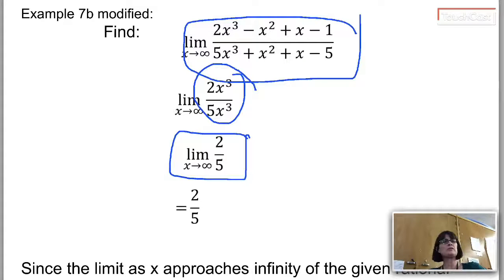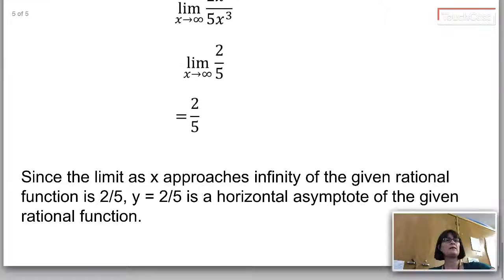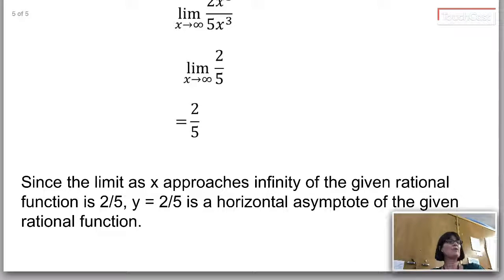So my new expression is the limit as x approaches infinity of 2/5. It's the limit of a constant, which is that same constant value. So here, since I did get a one number answer as I let x go toward infinity, this function would have a horizontal asymptote at y equals 2/5.